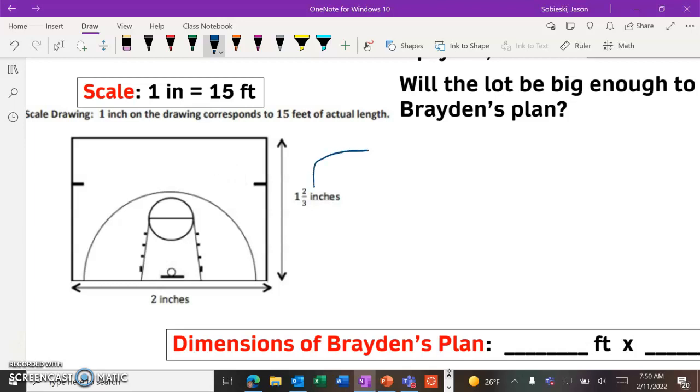One of the ways we could start solving this is using a ratio table. So we know that we're going to be comparing inches to feet. We're starting with inches in our diagram, and we want to end with feet. So they give us a scale, and they tell us 1 inch is equal to 15 feet. So we can add that in as our first row on our ratio table. And we would like to find how many feet go with 1 2/3 inches, and we want to find this missing value.